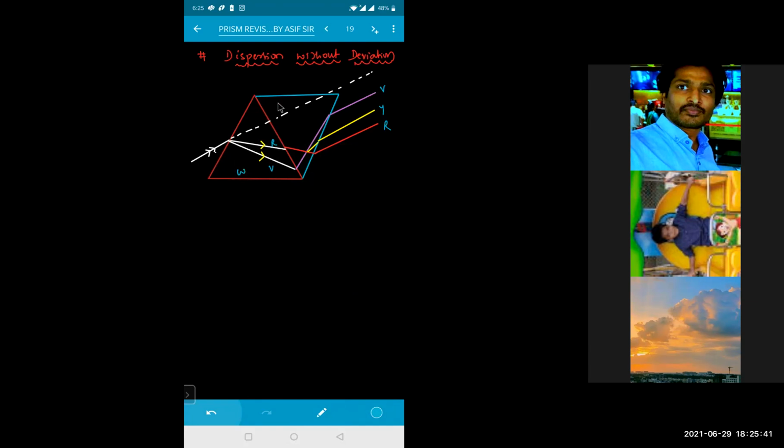Dispersive power is omega. Here it is omega dash. Refractive index is mu. For this one it is mu dash. Angle of prism is A. For this, the angle of prism will be equal to A dash. Now finally this one will be equal to v dash, and this will be equal to r dash. Finally it is nothing but r and v.